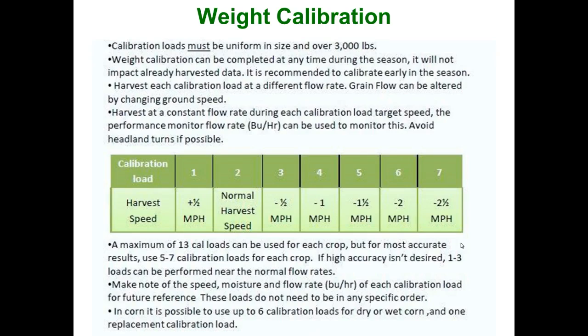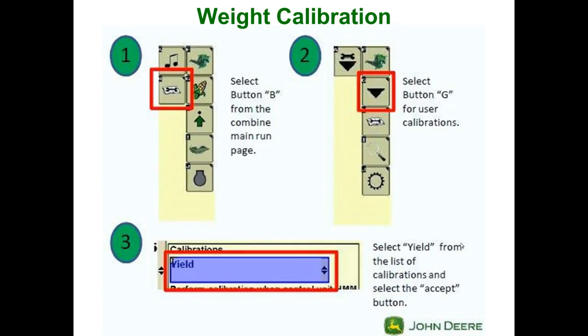First off, to get into the calibrations page, we want to hit our main menu and then hit on the combine page. We want to select button B, and then we'll select button G, which brings us into our user calibrations. And then from the drop-down menu, we want to select yield and hit accept.